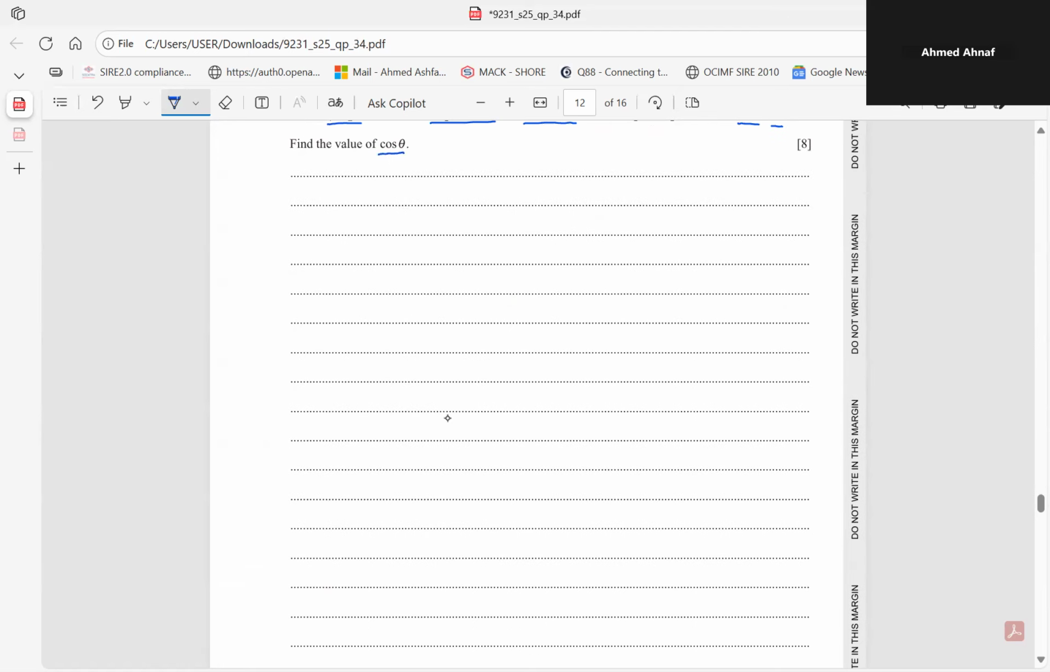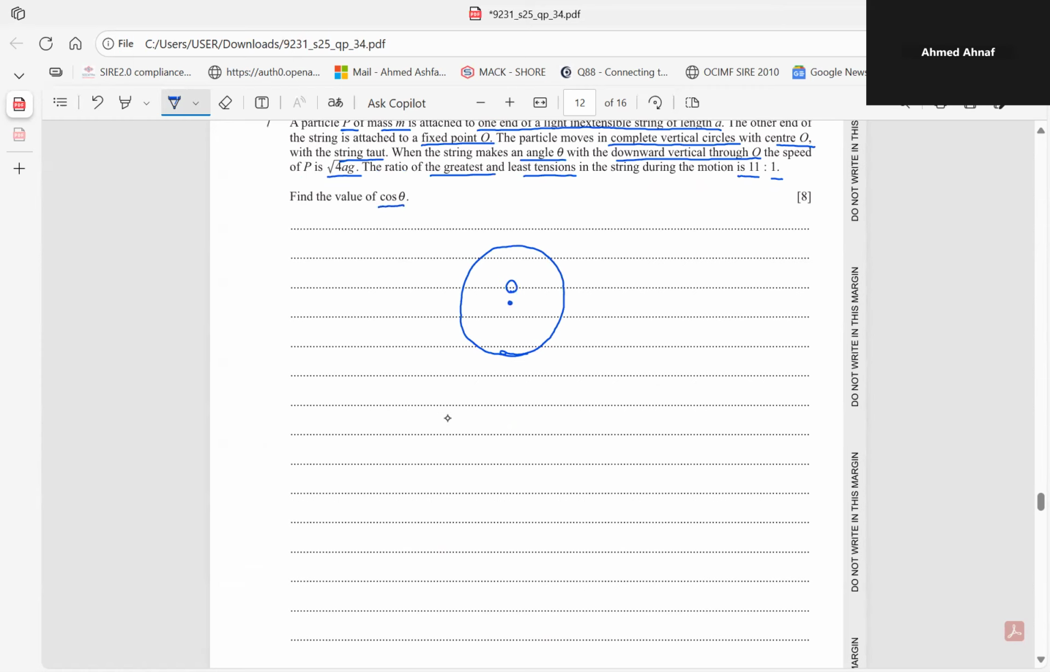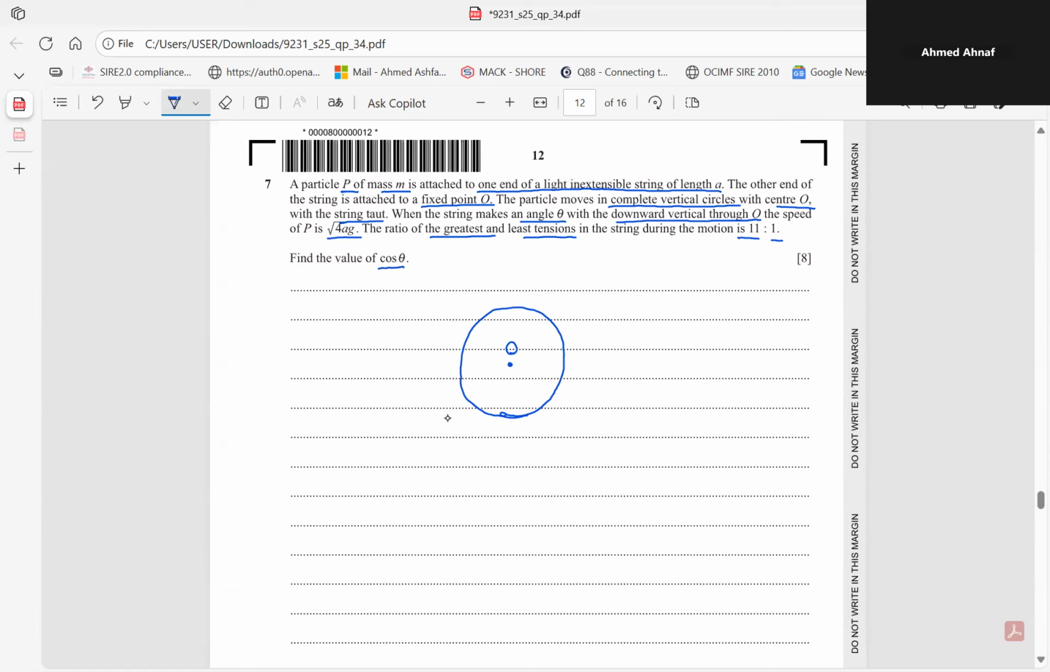So to do this question, let's first draw a diagram. Let's draw the vertical circle. So this is the center O, and particle P is going to be right here. One thing you have to take note of is that the greatest tension in the string would be when P is directly below O. So this is going to be 11t, and the lowest tension would be when P is at its highest point.